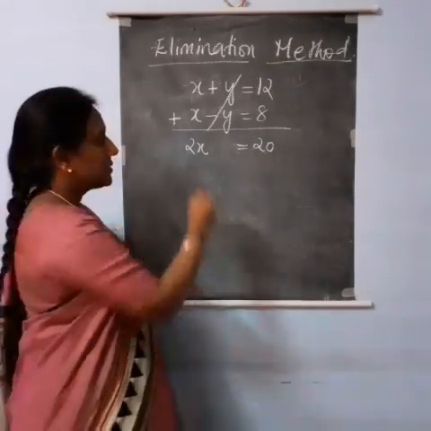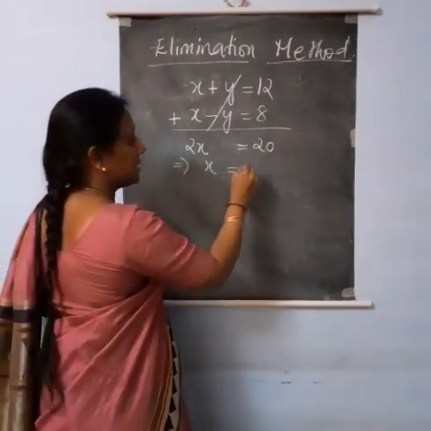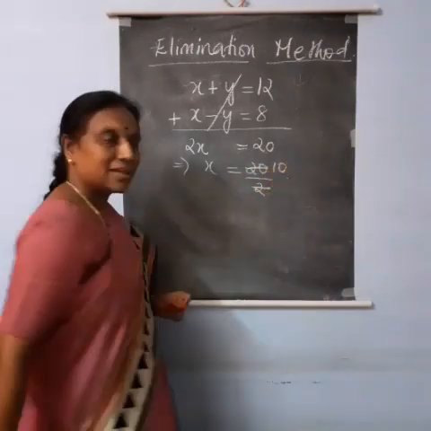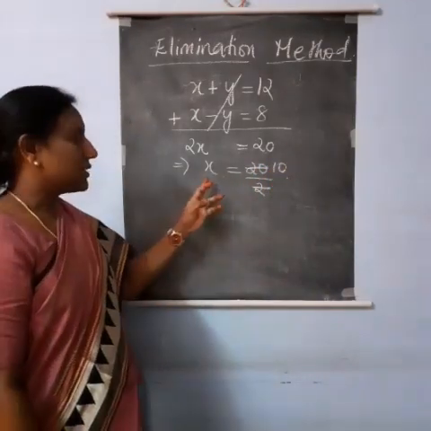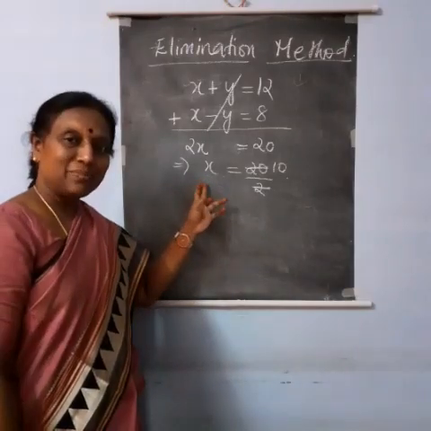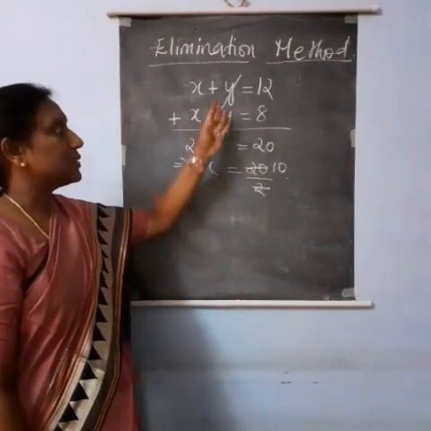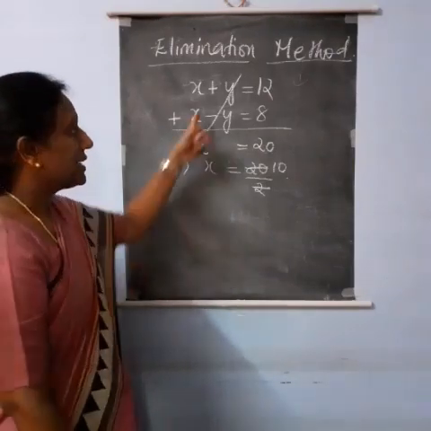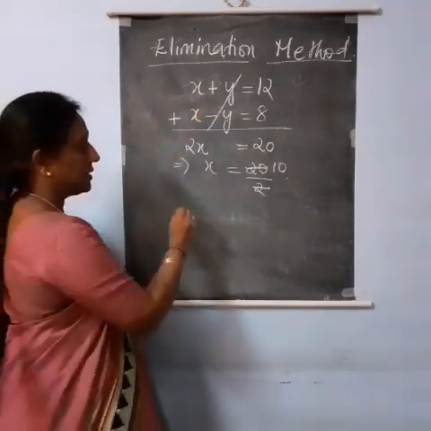Have you got it? So what does that imply? X is equal to 20 by 2, which is 10. Have you got it? So we have got the value of x. Isn't it simple? Now we can substitute this value in either of the equations to get the corresponding value of y. Let us substitute in the first equation.